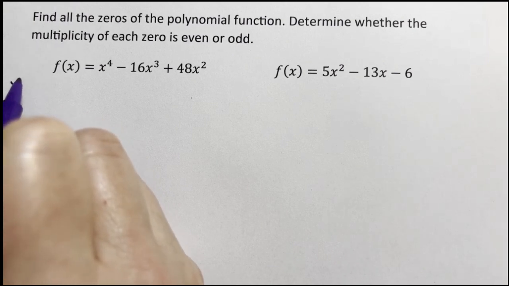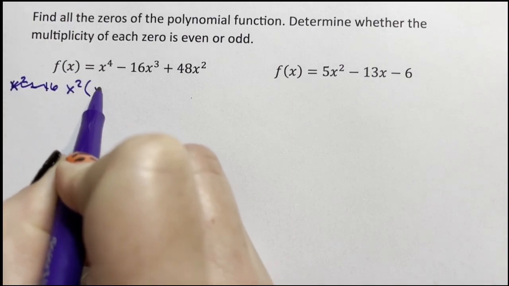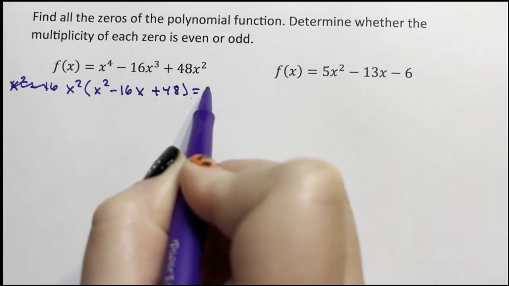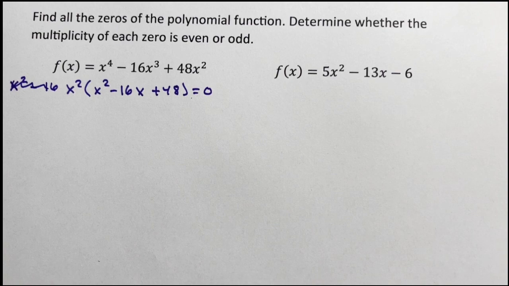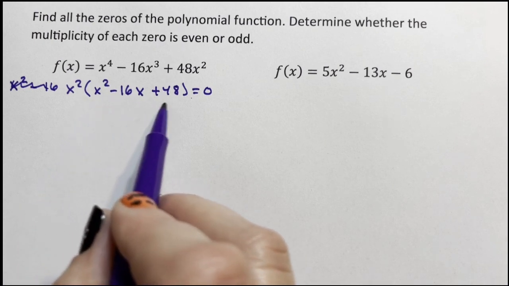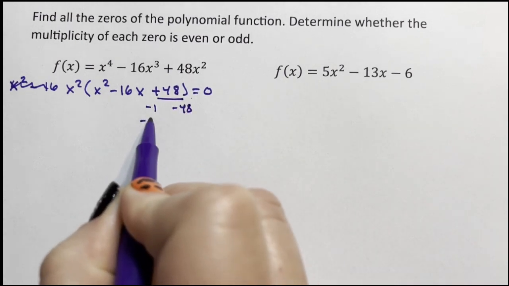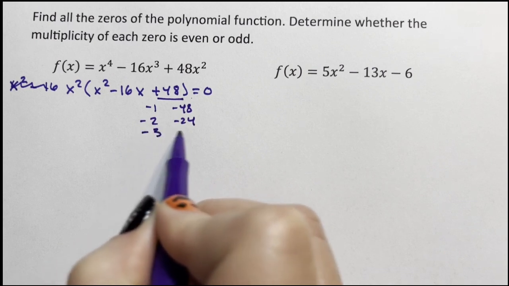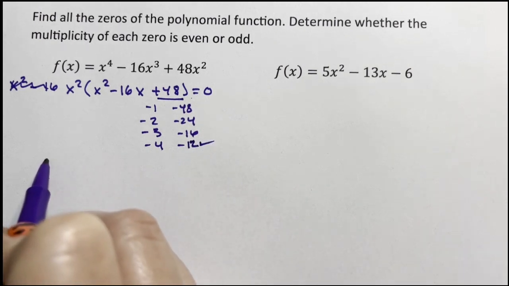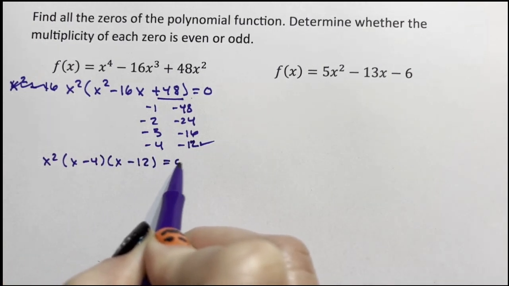So I have x squared times x squared minus 16x plus 48 equals zero. Okay, then I have a trinomial. So to factor this trinomial with a equaling 1, I need two numbers that multiply to 48 and add up to negative 16. So negative 1 and negative 48, negative 2 and negative 24, negative 3 and negative 16, negative 4 and negative 12. And that's the one I want. So I have x squared times x minus 4, x minus 12 equals 0.